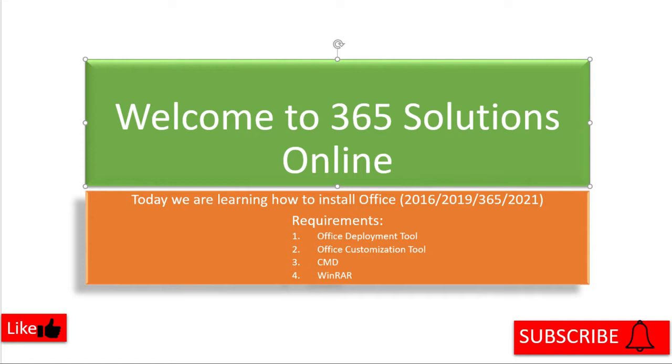So let's go. What you need to install Office: number one, you need to have the Office deployment tool, which I will show you how to download. Number two, you need to have what we call the XML file for the Office you want to install, and again, I will show you how to get the XML file. Another basic necessary thing you need is WinRAR, so that you can extract the Office deployment tool. And that's it, fellas, nothing much more. So let's get straight to it.